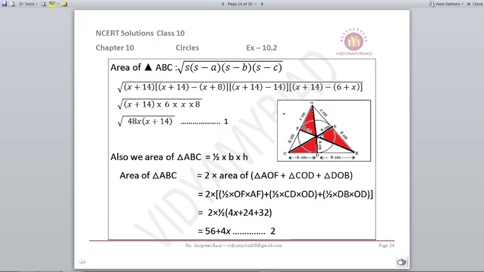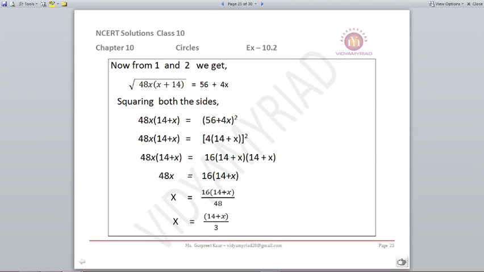Now we have x as the only variable. We can equate both of them together because the areas will be equal. How are we going? One is in square root. To remove the square root, we will square both the sides. So it will become 48x into 14 plus x is equal to 56 plus 4x whole square.